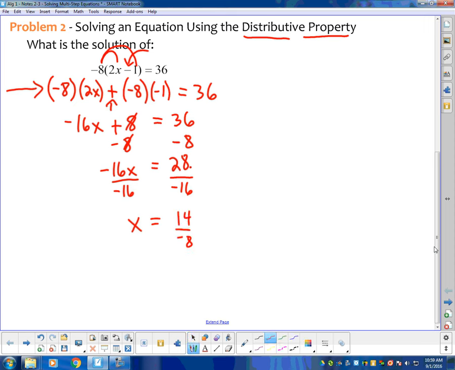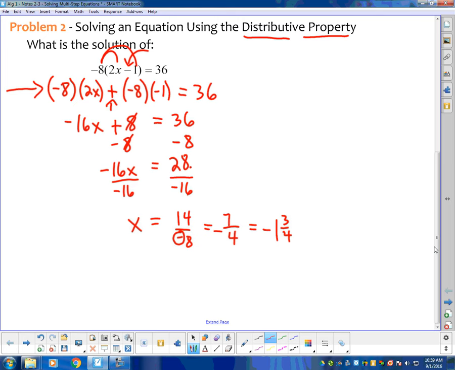We can then break that down even more to 7 over 4. And the negative sign right here makes the whole fraction negative. So we have x equals negative 7/4. We could also write this as a mixed number. 4 goes into 7 once with 3 left over, so negative 1 3/4.